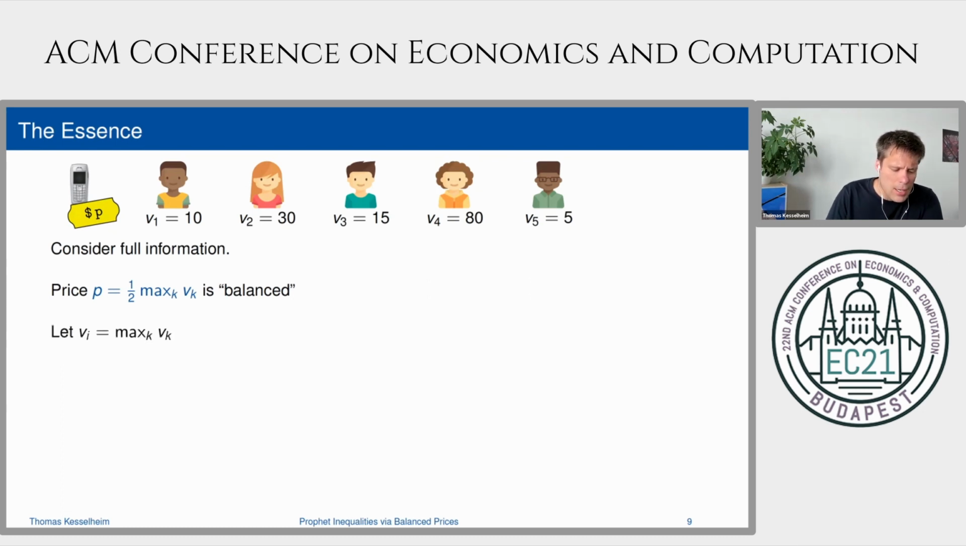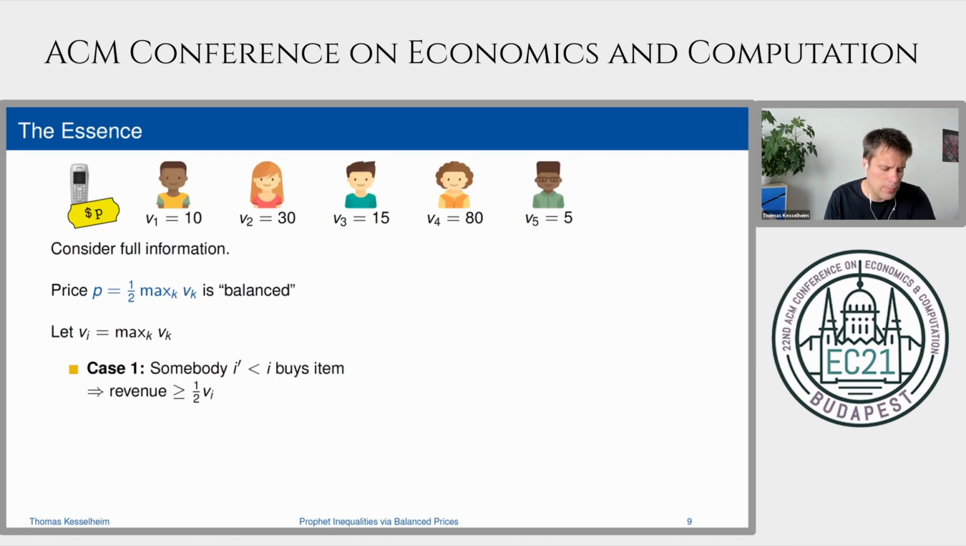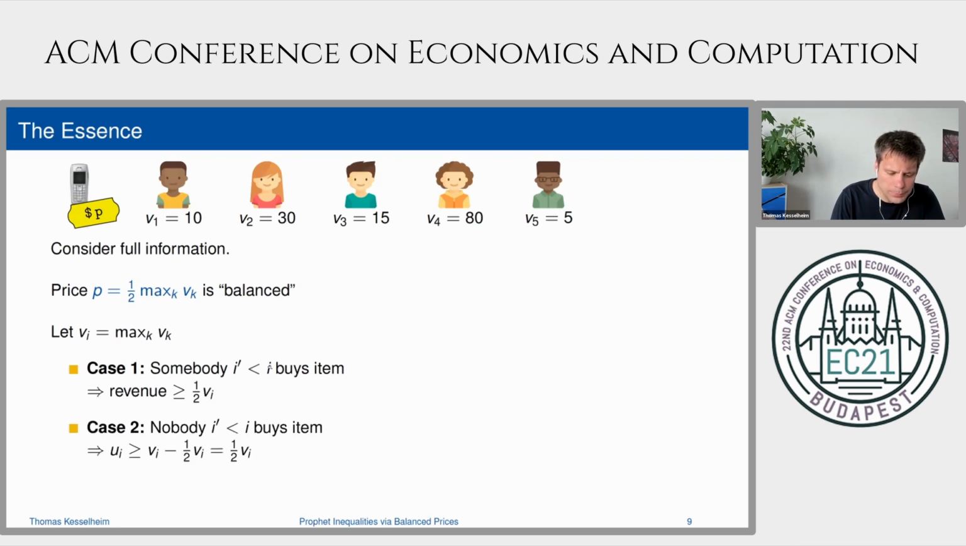Well, let's consider this lady here. She has the highest value. Let I be the one having the highest value. Now, what can happen? Well, only one of two cases will occur. Either somebody before this lady bought the item. Well, then the revenue is high. The revenue is at least 1/2 times her value. So everything's fine. Or nobody before her bought the item. Well, then she can buy the item, and the utility is at least her value minus the price she has to pay. So in this case, it's just 1/2 times her value.